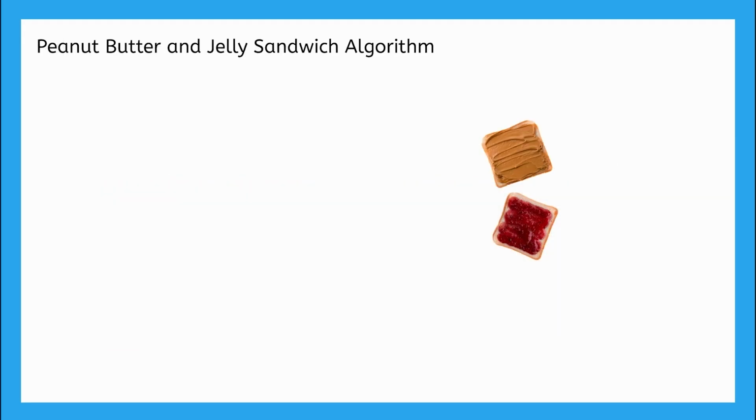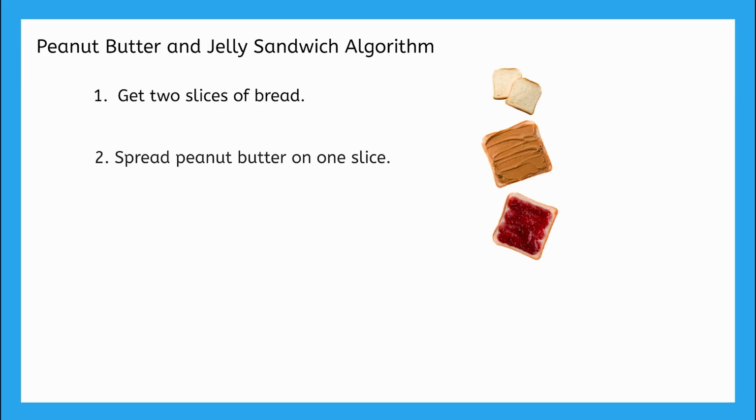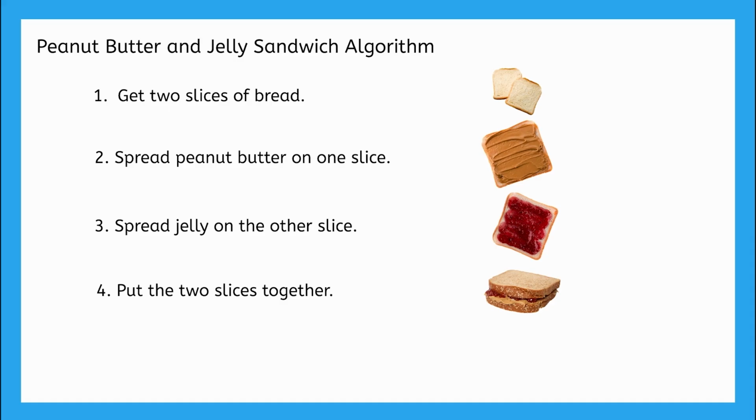Let's create an algorithm for making a peanut butter and jelly sandwich. First, we get 2 slices of bread. Next, we spread peanut butter on one slice, then spread jelly on the other slice. When that's done, we can put the 2 slices together. The only step left to do now is to enjoy the delicious sandwich.